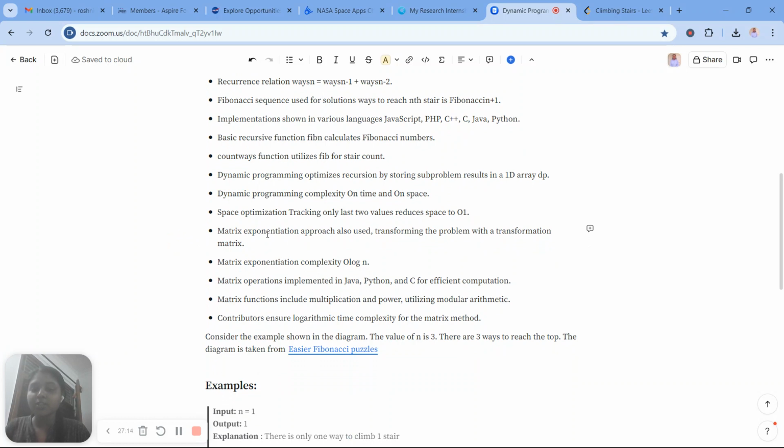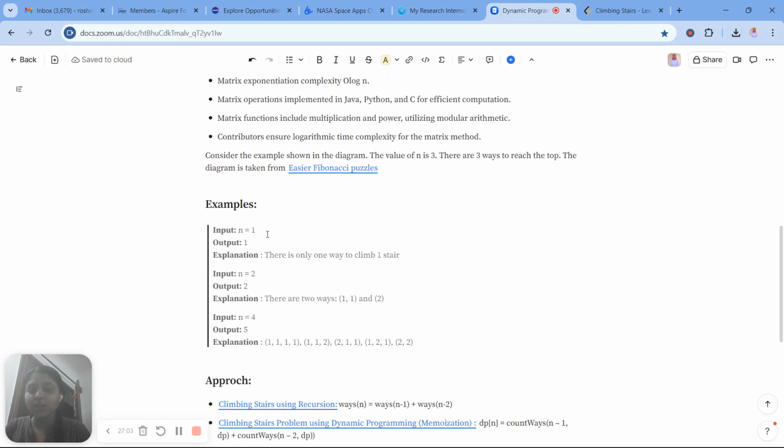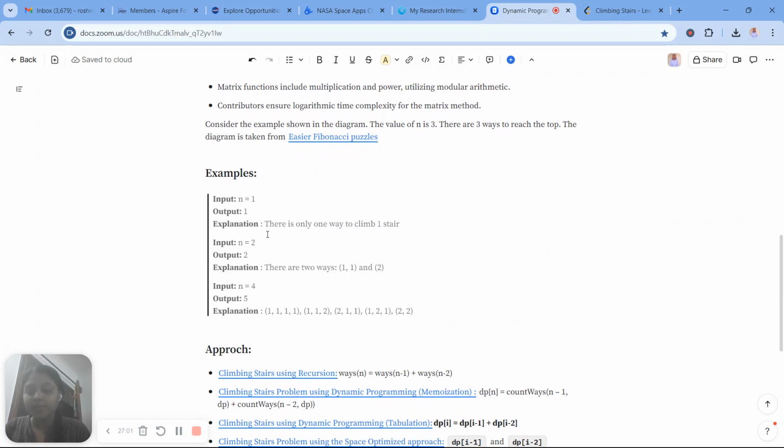Space optimization tracks only the last two values, which reduces the space to O(1). We will talk further about time complexity after doing the question. Let's start with a simple example.